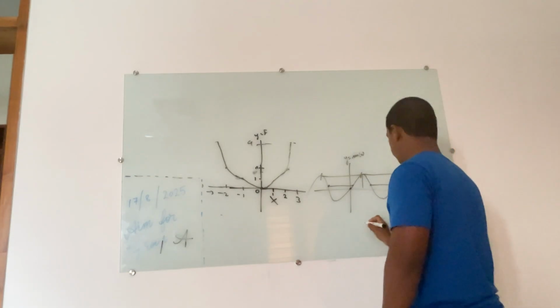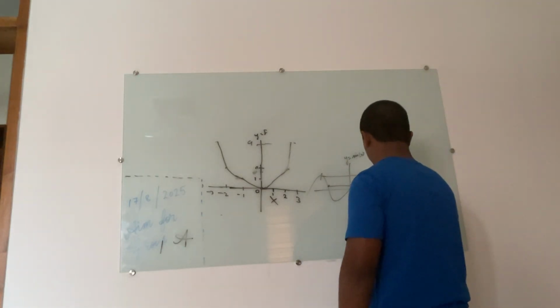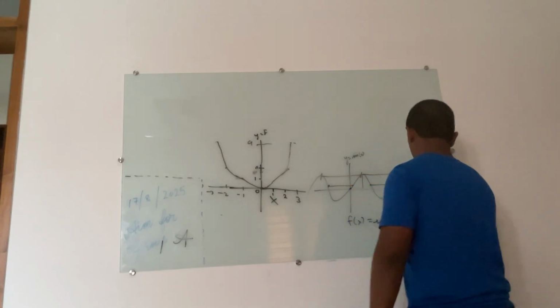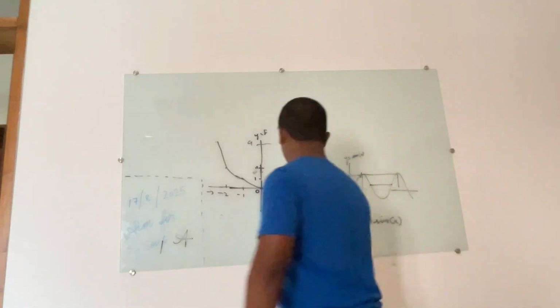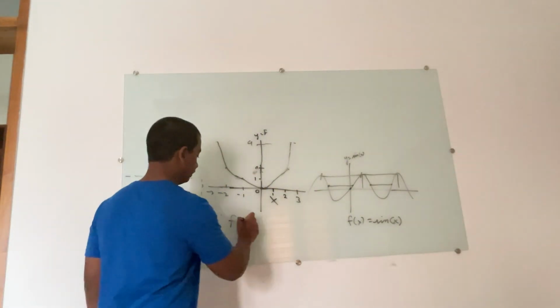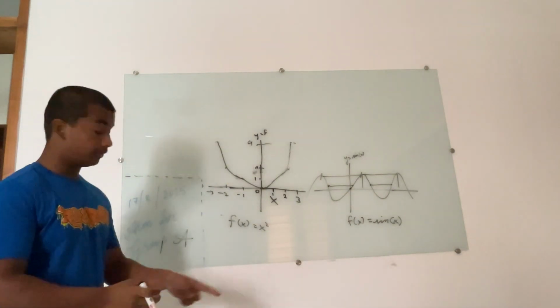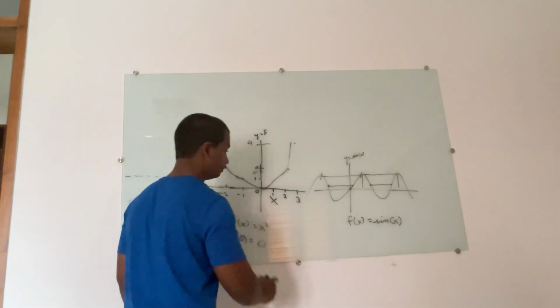We can call the function f of x sine of x. But here f is x squared. And for both the functions, f of 0 is 0.